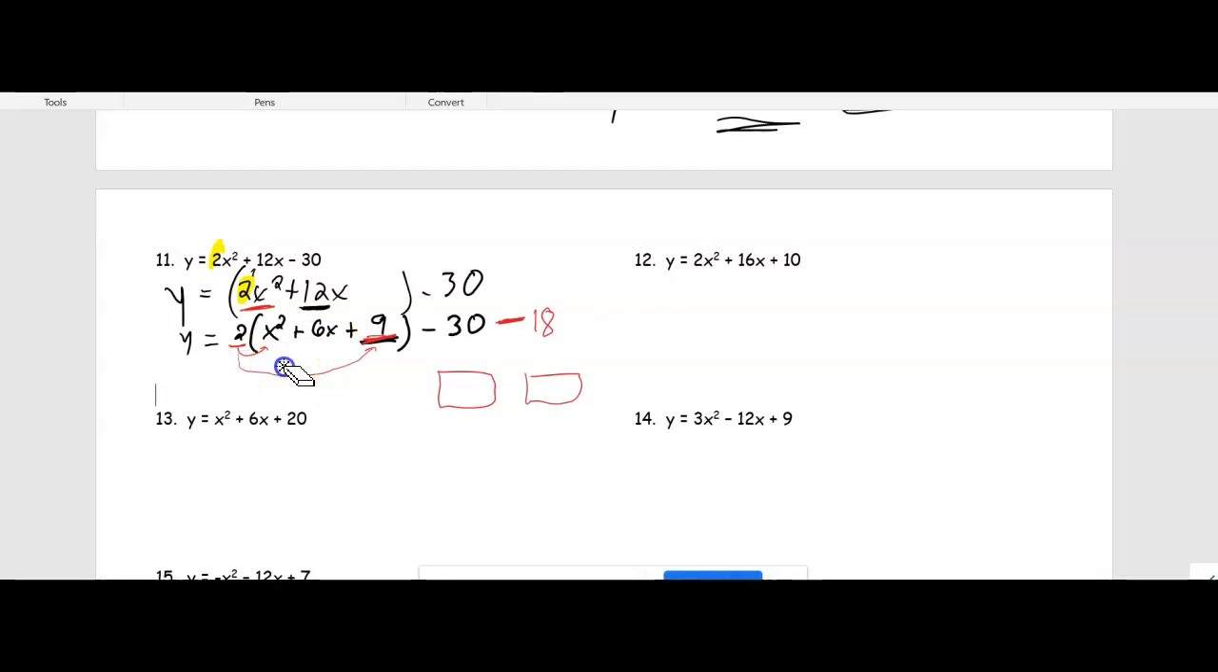From there, we can write vertex form as 2 times the quantity x plus 3 squared, and then minus 48.